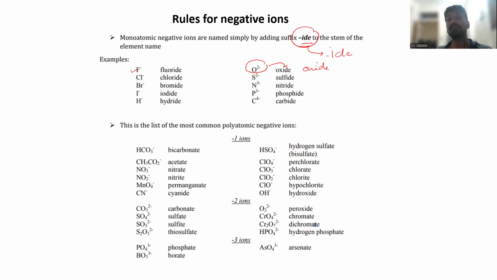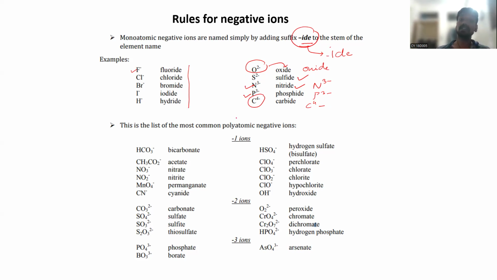IDE. Okay, S2 negative is sulfide, right? N3 negative is nitride. Remember, N3 negative, there is this 3 negative charge. Phosphide, 3 negative charge is there. Carbide, 4 negative charge is there. So you have to keep in mind, carbide means 4 negative charge. Phosphide means 3 negative charge. Nitride means 3. Then oxygen, sulfur, these carry 2 negative charges. And here all the elements are carrying 1 negative charge. So these things you keep in mind.